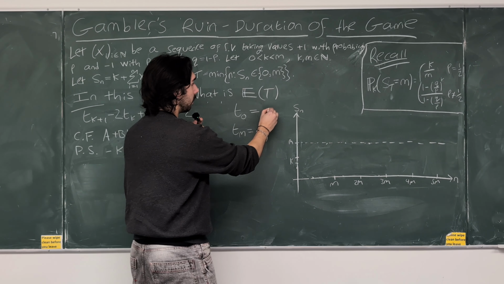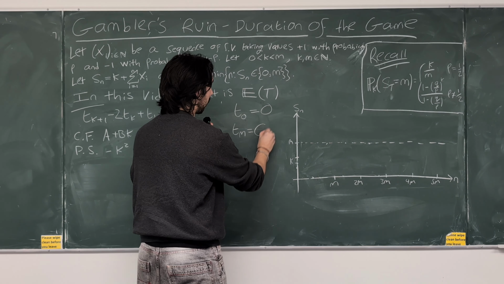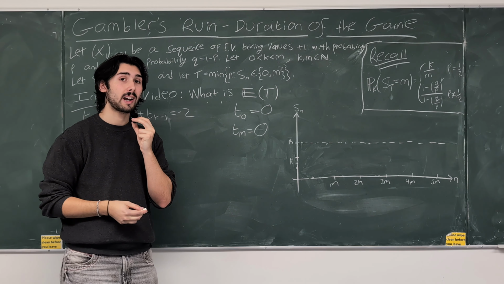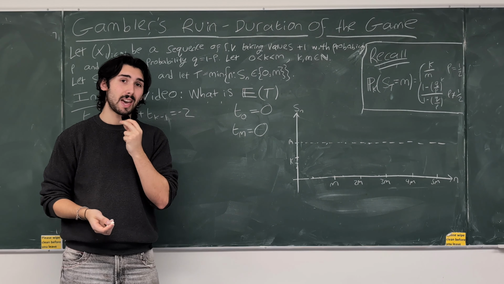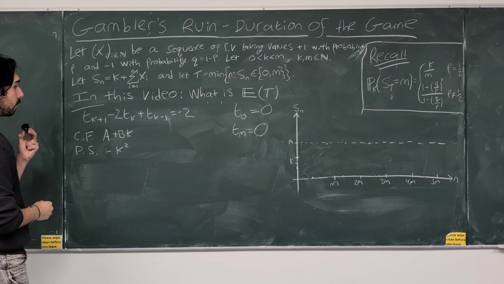If you start at 0, the expected duration of the game is 0. And if you start at m, same logic, right? If you walk into a casino and you say, I'm going to leave the casino as soon as I have m pounds, if you walk in with m pounds, you're leaving, right? So it's 0. The expected duration is 0 for both of them.